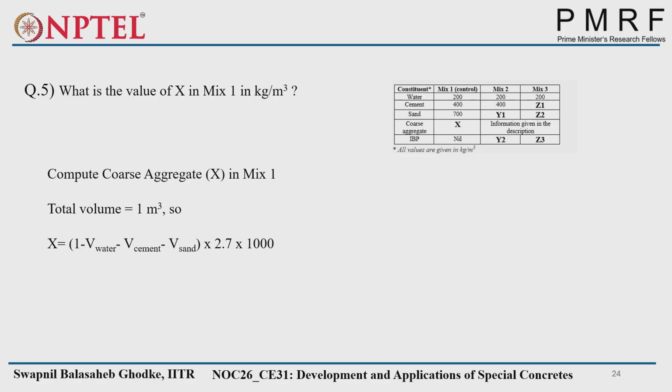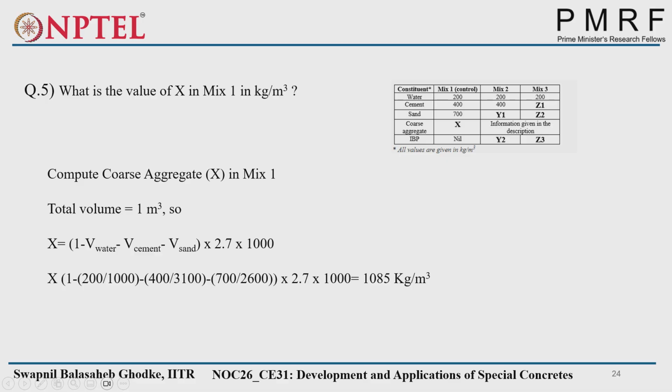See, in mix 1, kilogram per meter cube means the whole mix is 1 meter cube. So the total volume will be 1 meter cube, and we want to calculate X. We subtract all the volumes of the mix from the one, and we require the coarse aggregate. Coarse aggregate has specific gravity 2.7.